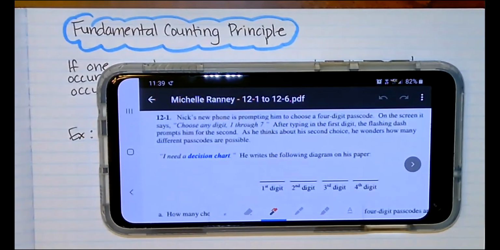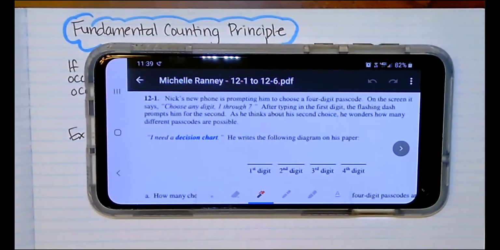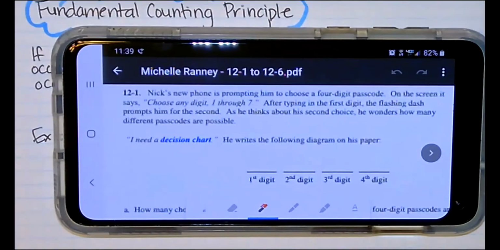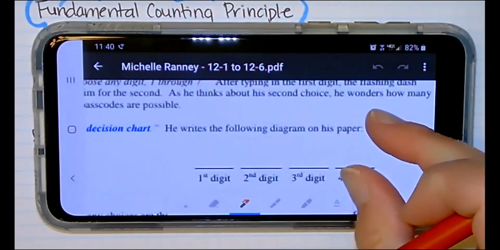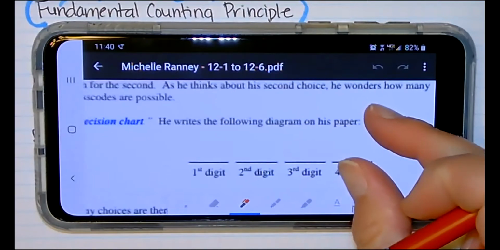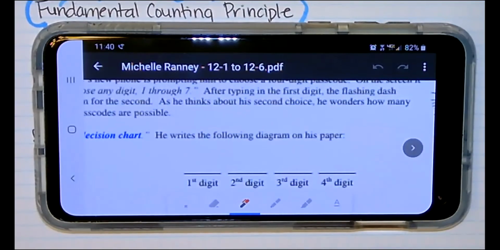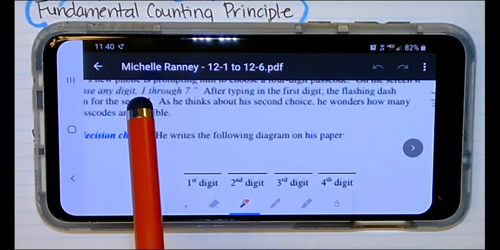So 12-1, Nick's new phone is prompting him to choose a 4-digit, let me just zoom in a little bit more, a 4-digit passcode. On the screen, it says choose any digit 1 through 7. After typing in the first digit, the flashing dash prompts him for the second. As he thinks about his second choice, he wonders how many different passcodes are possible. I need a decision chart. He writes the following diagram on his paper. So he has his first digit, his second digit, his third digit, and his fourth digit. And he's using the digits 1 through 7.